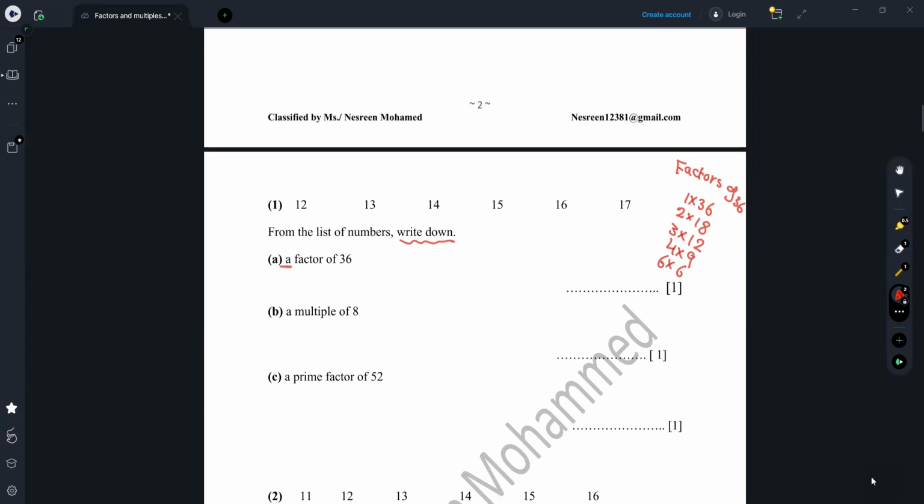Which number of these factors is in the list? We have here the number 12. So I will write 12.